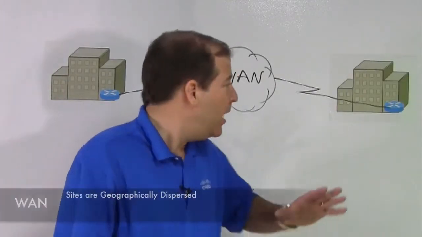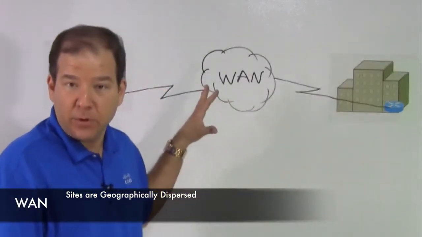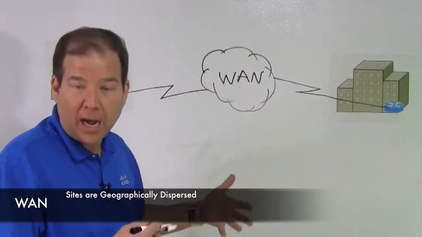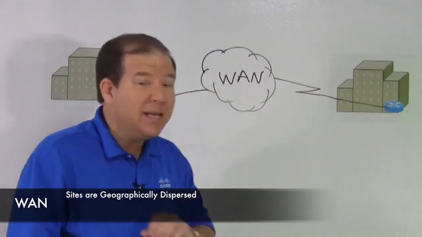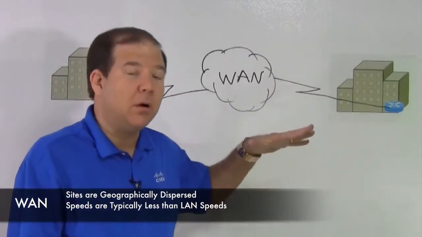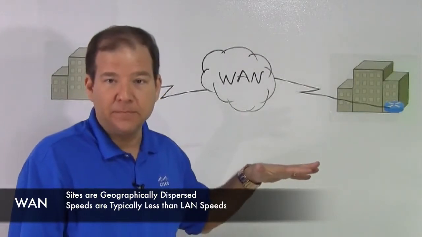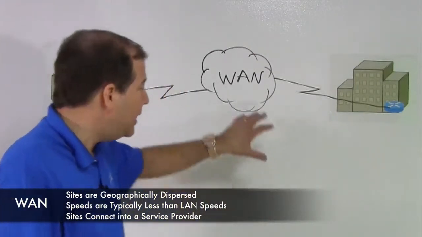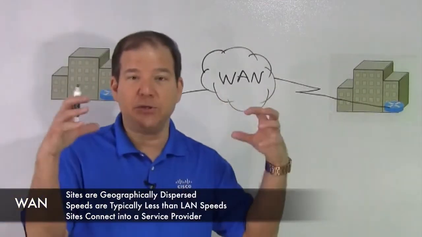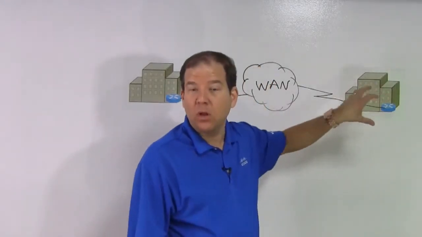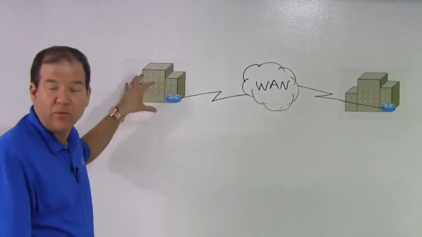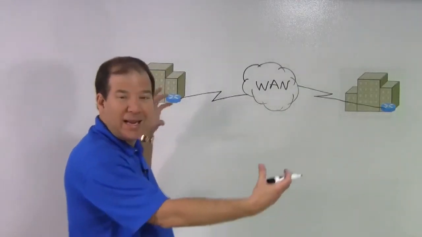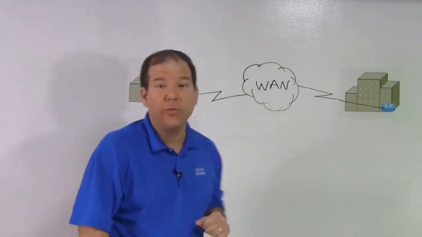So to sum up some of the characteristics of a wide area network, the sites are geographically dispersed. Even though there are some higher speed WAN technologies like ATM, typically WAN speeds are less than LAN speeds. And we're going to be able to connect into a service provider that's going to interconnect those locations. Of course, within the locations, we might have a LAN. Within this building, we can have one or more local area networks, but then the buildings interconnect through the wide area network.